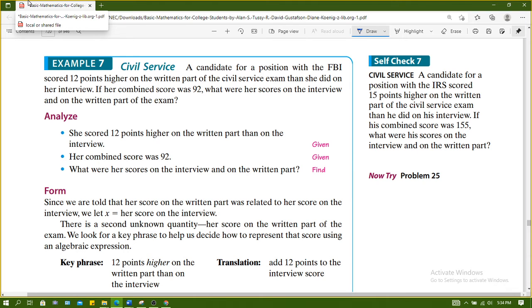Civil service. A candidate for a position with the FBI scored 12 points higher on the written part of the civil service exam than she did on her interview. If her combined score was 92, what were her scores on the interview and on the written part of the exam? So, duha na ka variable ang unknown. Here, scores of the interview and the written part. So, she scored 12 points higher on the written part than of the interview. Her combined score was 92. So, what was her scores on the interview and on the written part?